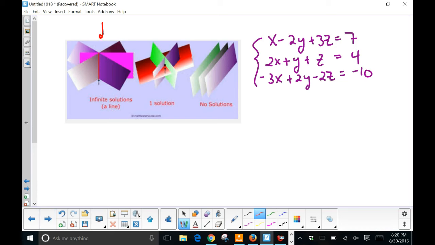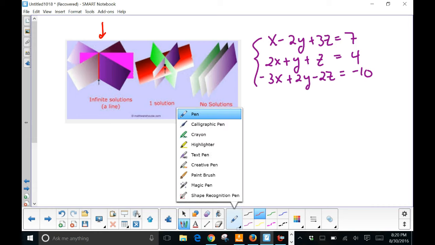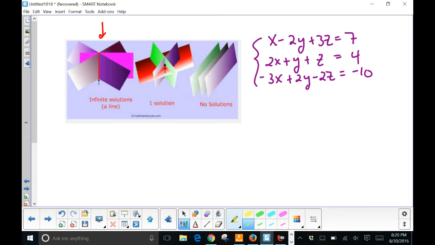The first scenario is that the planes intersect in a line. So I'm just going to highlight this line here. There are your three planes, they intersect in a line, and everywhere along that line is a solution, so it's going to have an infinite number of solutions. The second option is that we can have the three planes intersect in exactly one point. And the last scenario is that the three planes do not intersect at all. In other words, they're parallel planes, and we have no solutions.